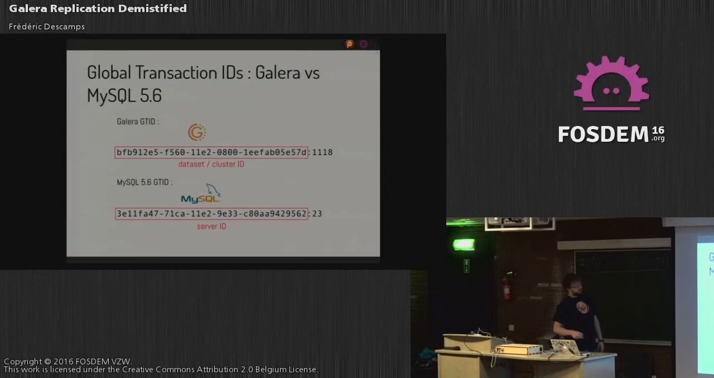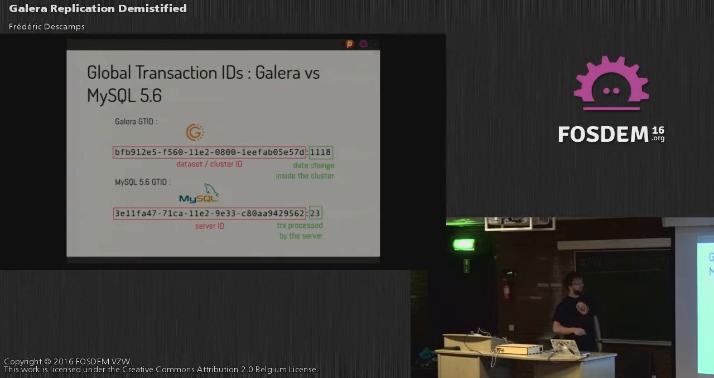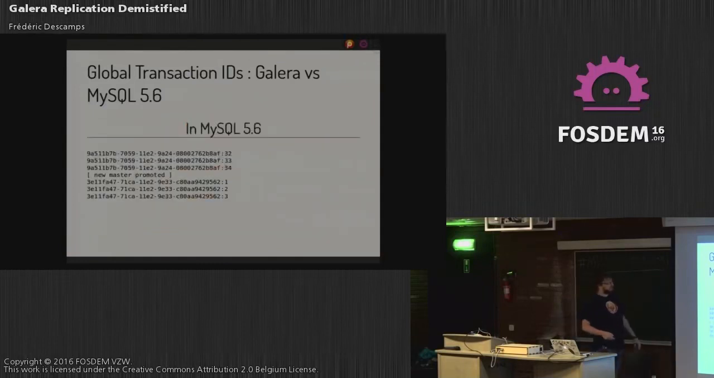In 5.6, this is the server ID. So every server will have its own GTID, this part being the server ID of the GTID. This is the data change inside of the cluster, and this is the transaction that are processed for that server, right? So in 5.6, we write data, so we increase, and when we promote a new master, so it's another node, it's another ID here, and that starts processing transactions. So we have changed, and we can see it from there.